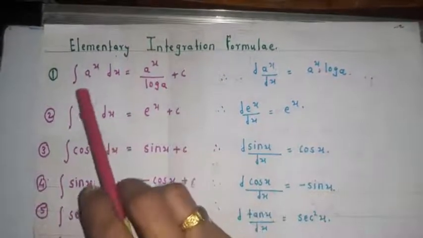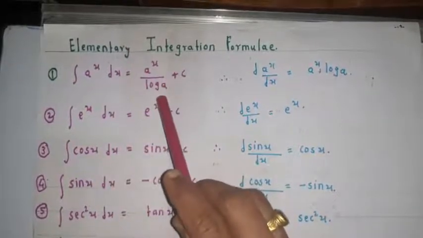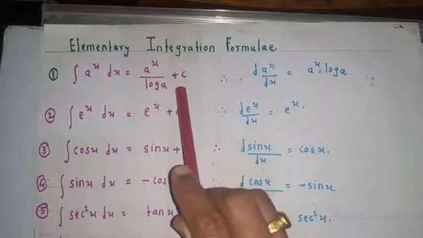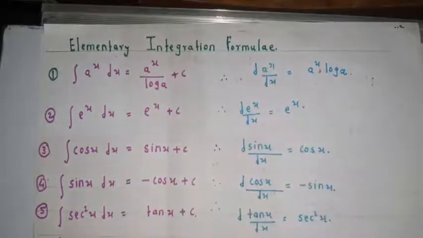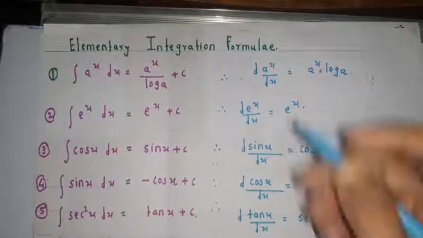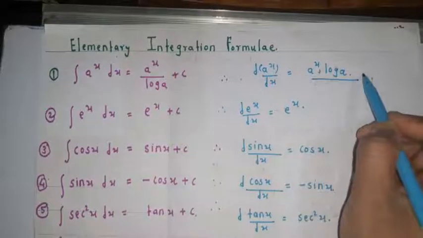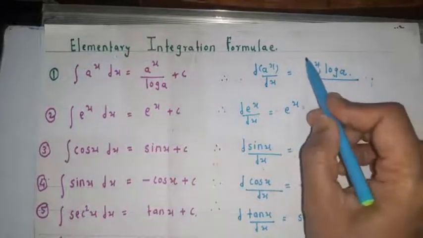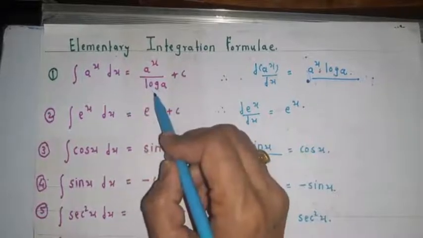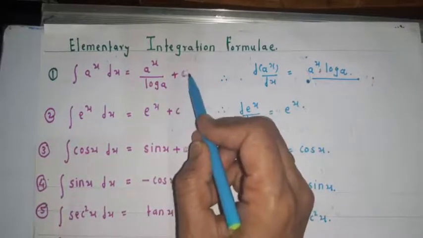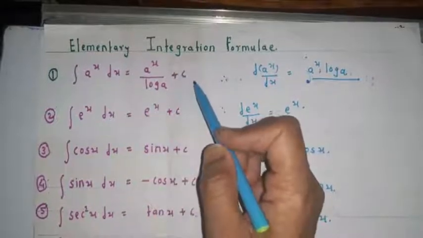That is, integration of a raised to x with respect to x is a raised to x upon log of a plus constant of integration c. Students, you know that differentiation of a raised to x with respect to x is a raised to x log of a, and hence integration of a raised to x is a raised to x upon log of a plus constant of integration c. For different values of c, we can find out the different curves.